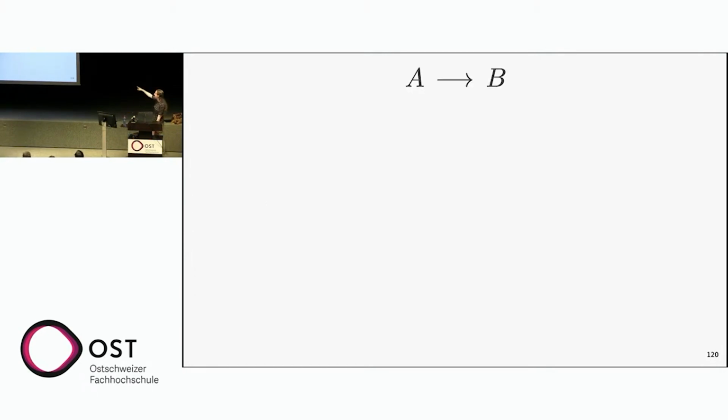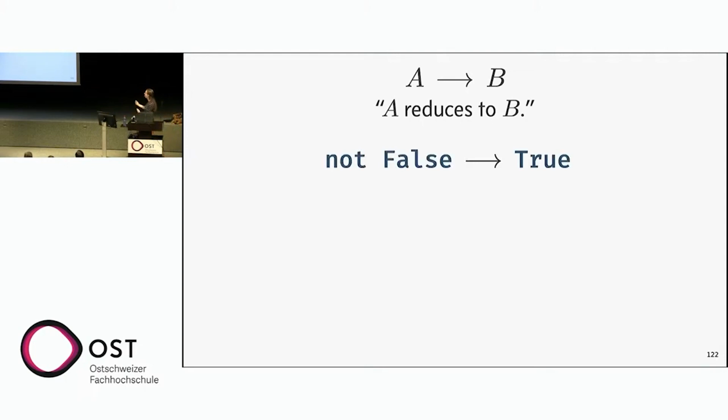So the first one just looks like this, A arrow B, and you can read this as A reduces to B. We're going to use this to be a little bit more precise about how evaluation works. We've been talking about evaluation as a process where we reduce sub-expressions, but now it's useful to be very precise about what reductions we're allowed to do.